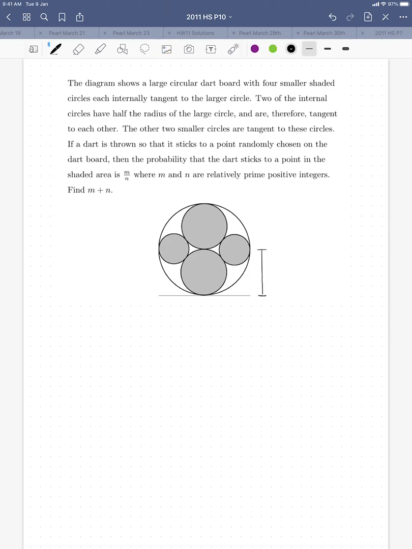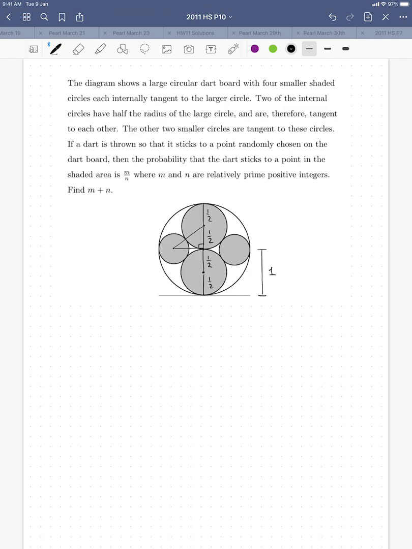Which kind of means we have 1 here. Then the radius of the medium circle is 1/2. Other 2 smaller circles are tangent to these circles. Okay, as follows, tangent, and why don't we just immediately connect the centers as we so often have to. And I can also identify this nice little right angle triangle.